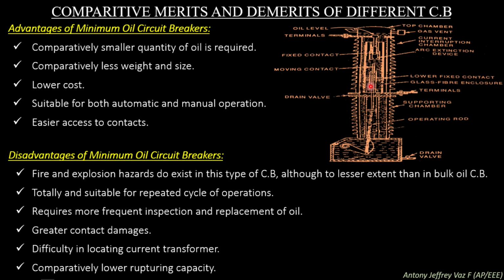Comparatively low rupturing capacity. Yes, because in the bulk oil circuit breaker the rupturing capacity is high, since a large amount of oil is used, whereas in minimum oil circuit breakers only a small amount of oil is present. So the rupturing capacity of the minimum oil circuit breaker is low.